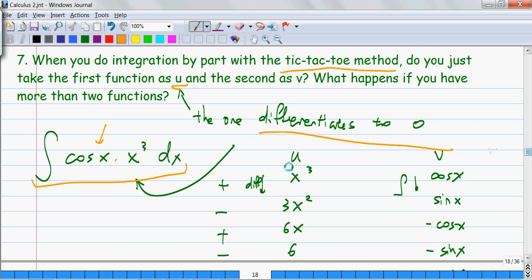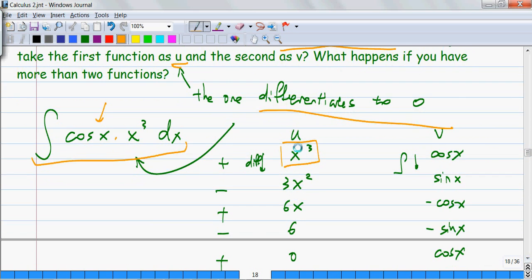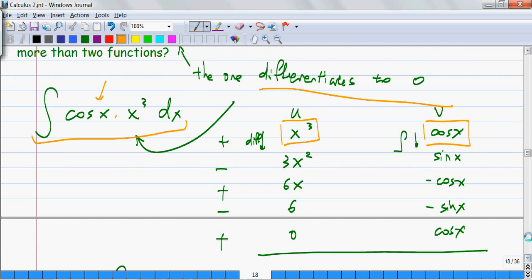So if you look at these two functions, x cubed would differentiate to 0 after 4 times. So you treat this as u, and you differentiate 4 times, and you integrate the other function 4 times. So after you have this, you basically sum them up. You have the alternating sum. So you add the first one, subtract the second one, add the third one, subtract the fourth one, and so on.